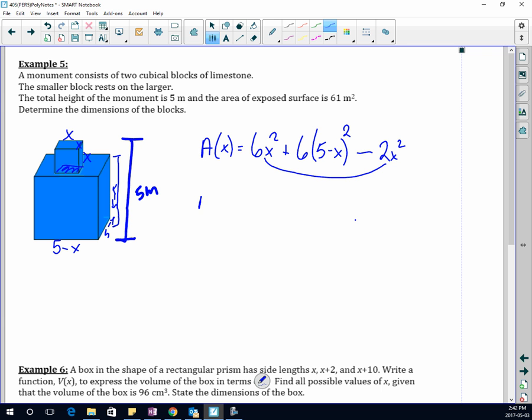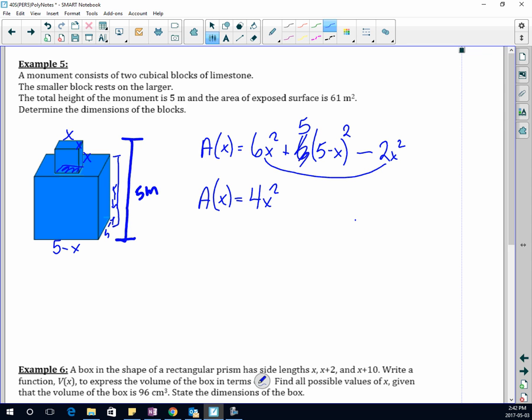So I'm just going to simplify this. Ooh, no. So that means, good point. We need to take one away there. Yeah, good catch. We don't count the bottom because it's not exposed. It's on the ground, right? It's a monument. So we're going to have 4x squared.